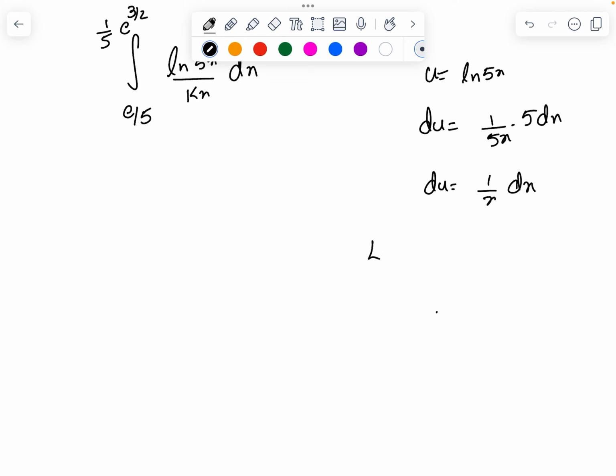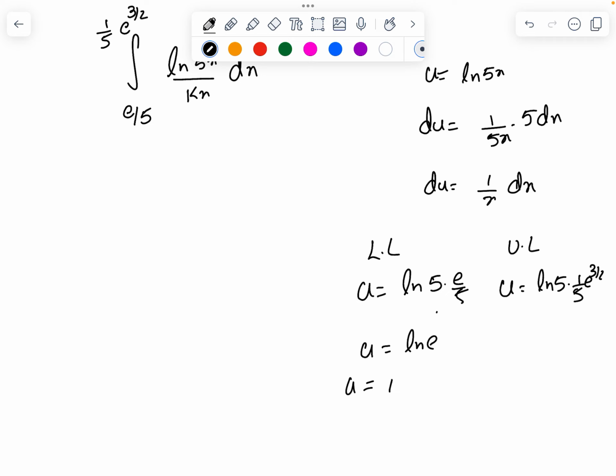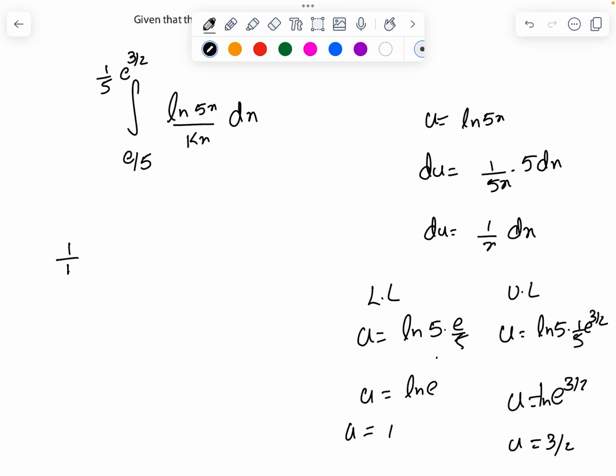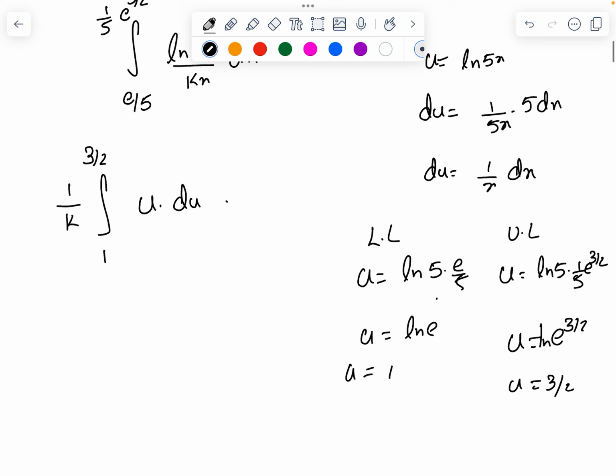Now lower limit, u equals ln of 5 times e upon 5. So what does it become? Ln e, which becomes 1. Upper limit, u equals ln of 5 times 1 upon 5 e power 3 by 2. So u equals ln e power 3 by 2. So u equals 3 by 2. So 1 upon k is a constant, it is written outside. Integral of lower limit 1, upper limit 3 by 2, ln 5x is u, and 1 upon x dx is du. This area should be equal to 3. So u square by 2, 1 upon k, from 1 to 3 upon 2 equals 3.